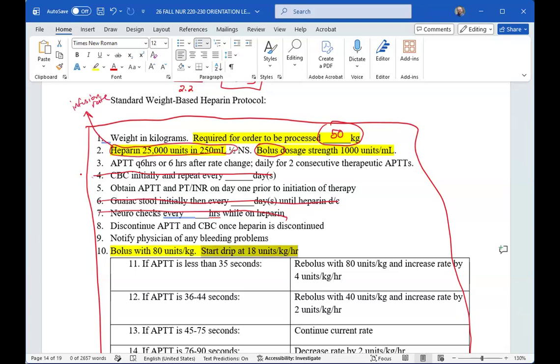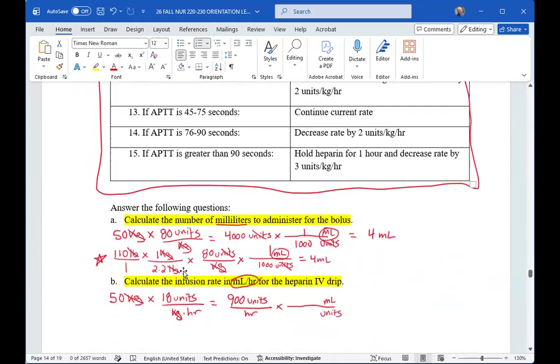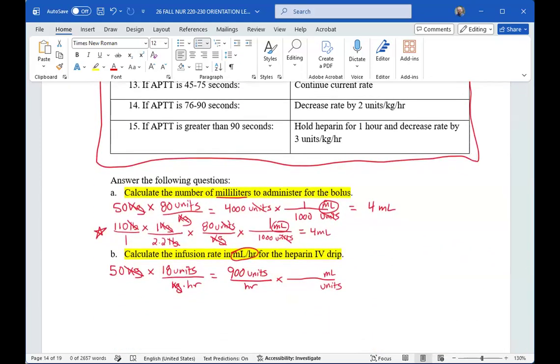So we want to use our IV for our infusion rate as our available, just like we did in question 22. It's basically the same kind of setup. So we have 25,000 units, 250 ml. Units cancel out. We're left with ml per hour, which is what we're looking for. And this actually ends up being 9 milliliters per hour.